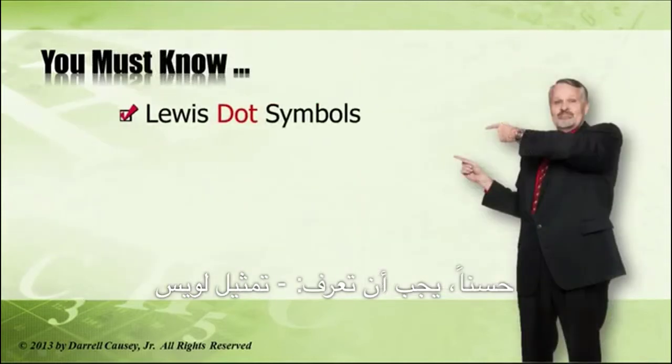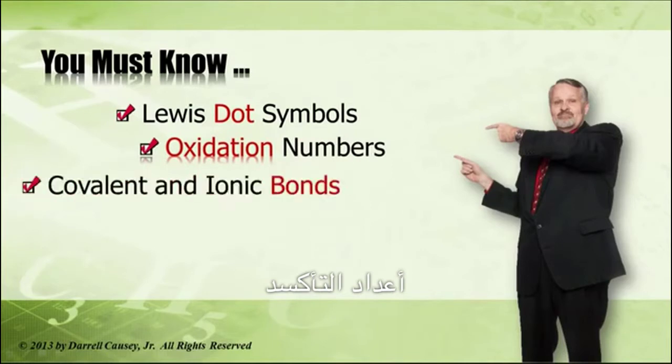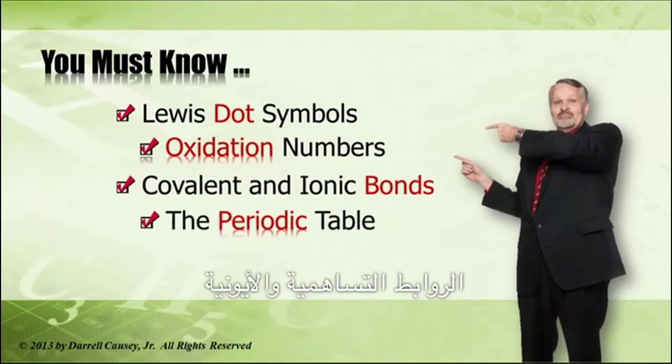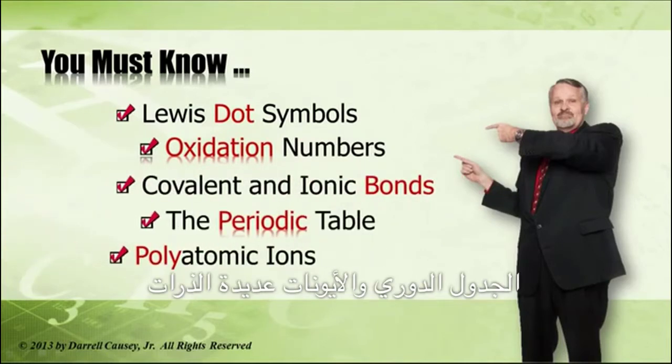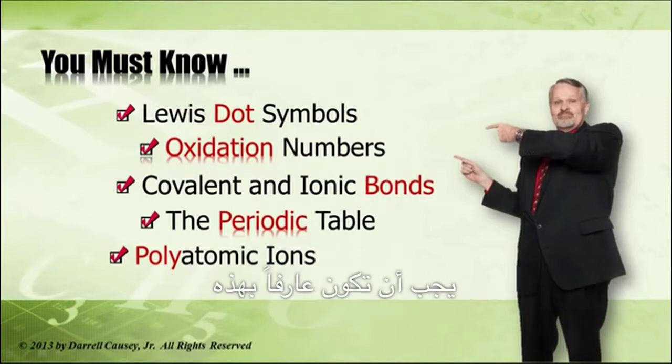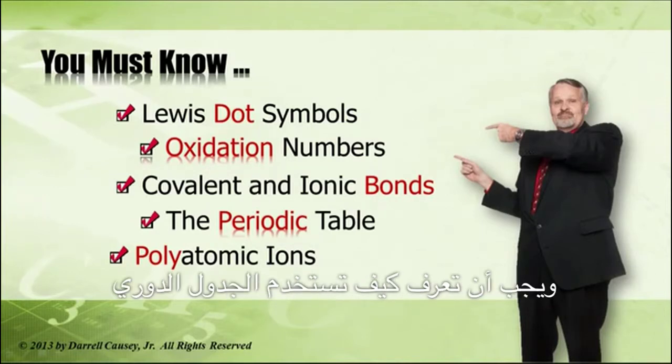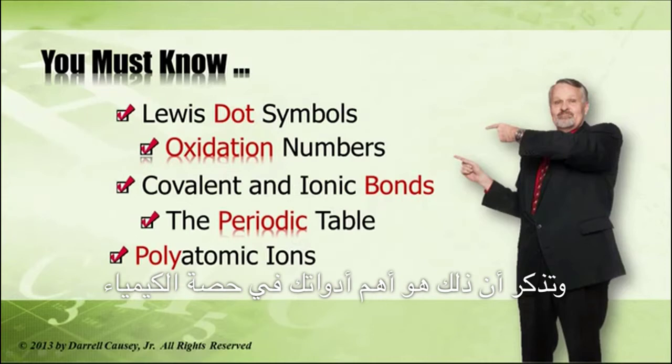You must know Lewis dot symbols, oxidation numbers, covalent and ionic bonds, the periodic table, and polyatomic ions. You need to be familiar with these. You need to know how to use the periodic table. Remember, that is your most important tool in the chemistry class.